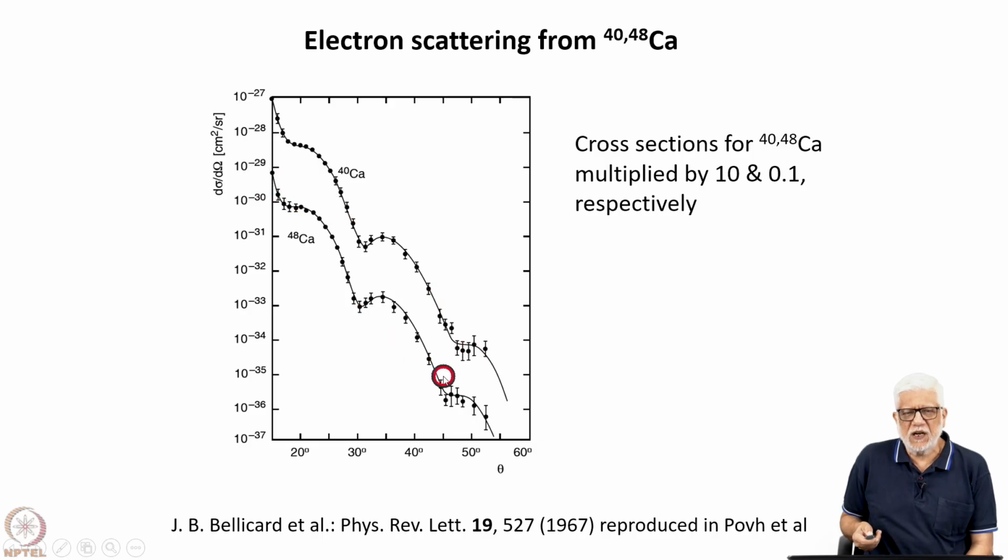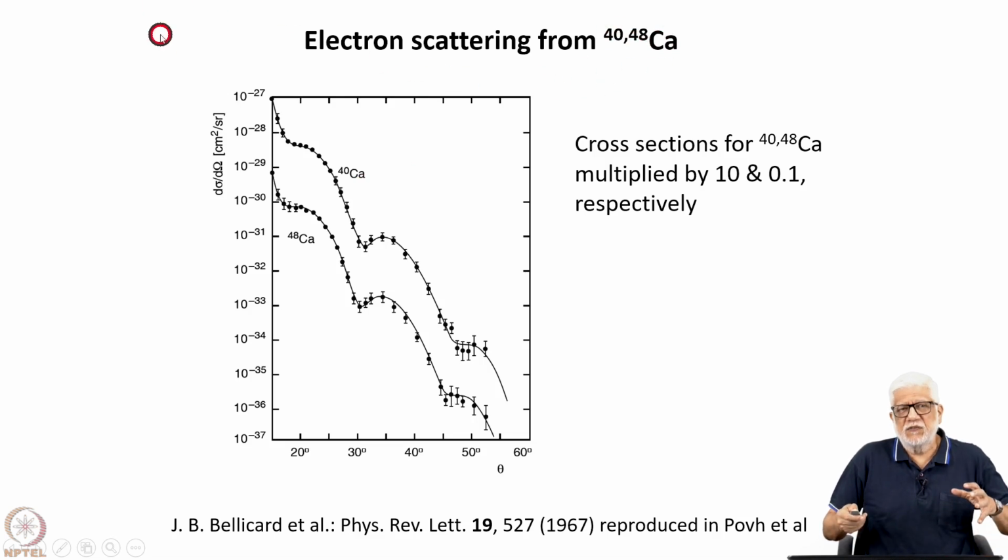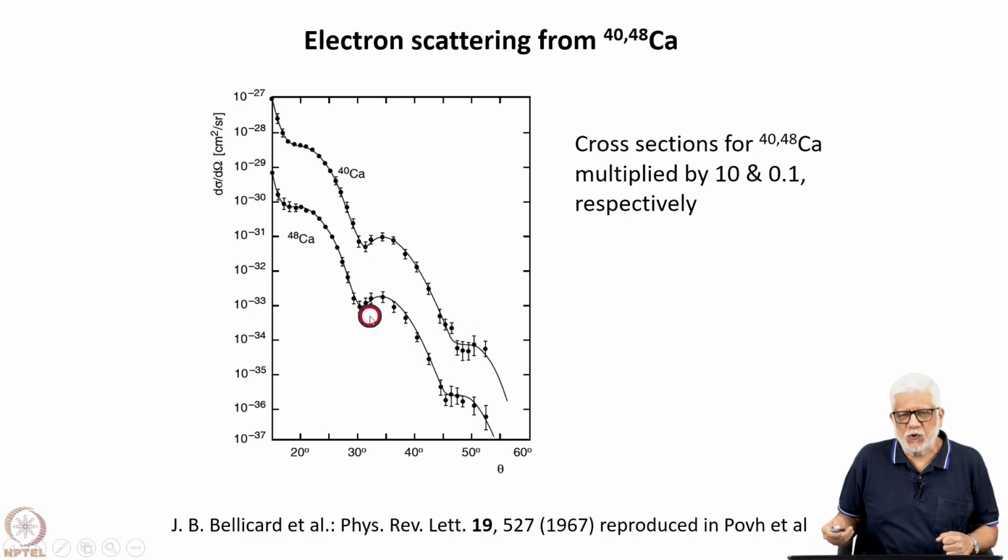You can see that there is a slight shift in the minima, and it actually moves towards smaller angles, which means that the size of 48 calcium is slightly more than 40 calcium. Now, of course, you are measuring the charge distribution, and what is changing here is the neutron distribution. But if there are more neutrons on the outside of 48 calcium, they also tend to pull the protons along with them, because of the neutron-proton interaction. So, there is a slight difference in the charge radius as well of the 48 calcium as compared to 40 calcium.